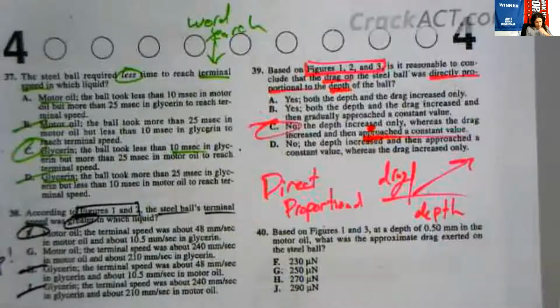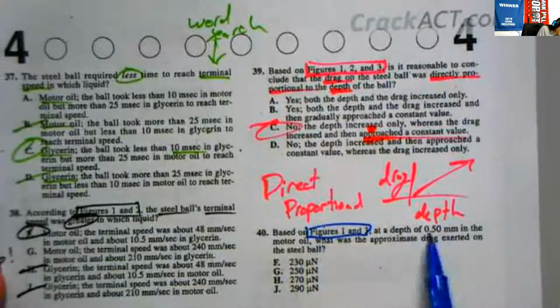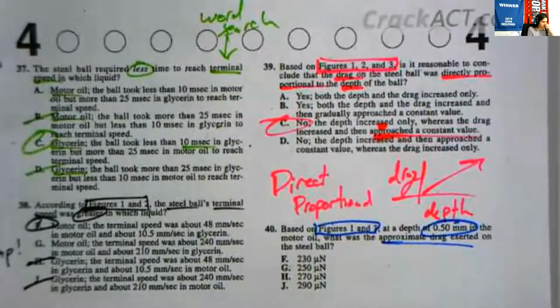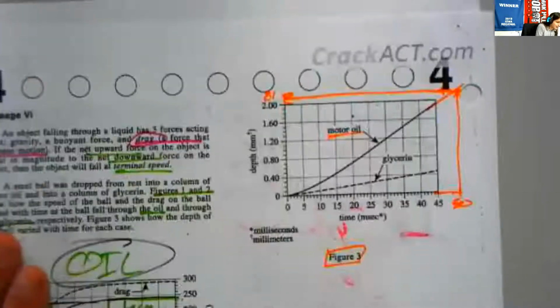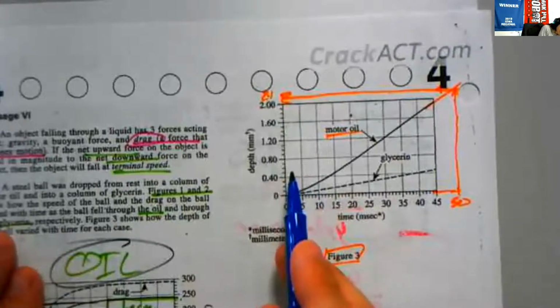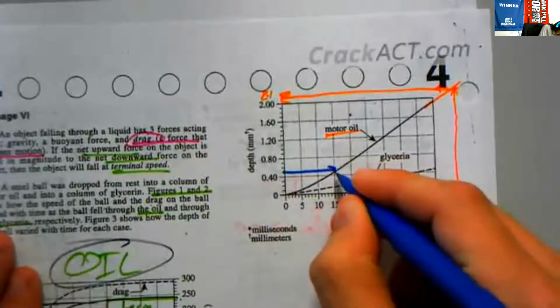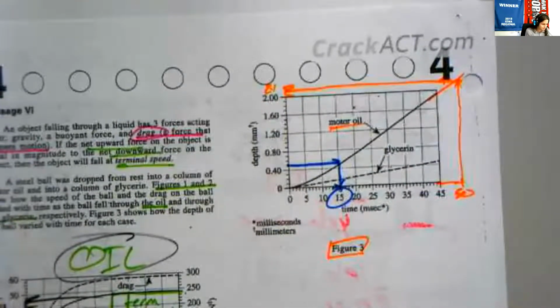Okay. And the last one is just a hard one. Number 40, I like this one. You got figures 1 and 3 suggesting we're gonna have to combine some information. At a depth of 0.50, what was the approximate drag exerted on the steel ball? Okay, so I know the depth, so that's where I need to start. Depth, where is depth? Okay, here is depth. I go out depth, 0.5. I go over to the motor oil. Great. And I go down. So I was at that depth at time 15 milliseconds. What was the drag at that time?